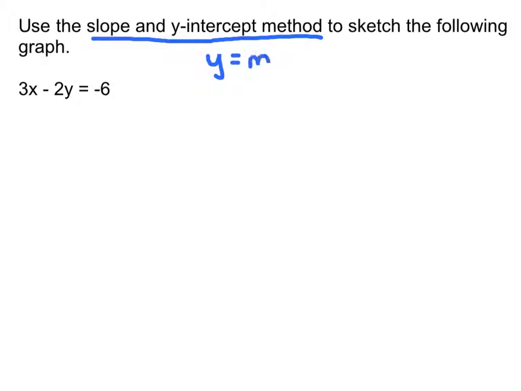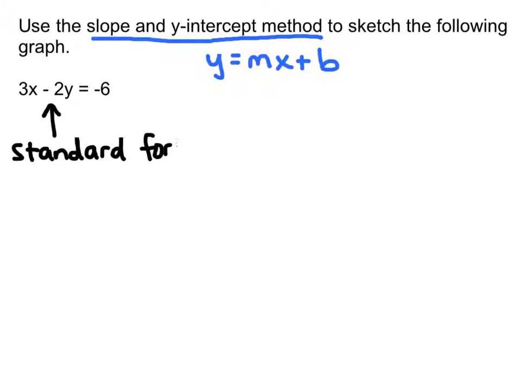Y equals mx plus b. And if I'm comparing the slope and y-intercept form to the form that the original problem is in, they're not quite the same. In fact, this form right here is called standard form. And standard form generally looks like this, when you have the variables on one side and the constant on the other.